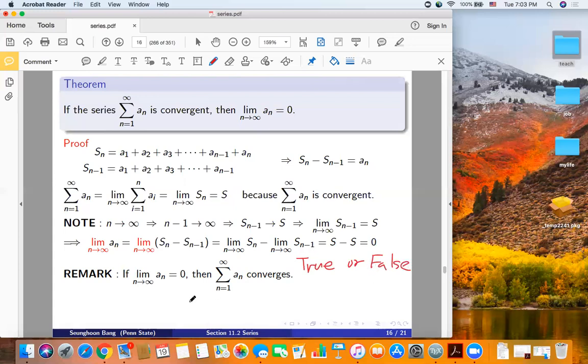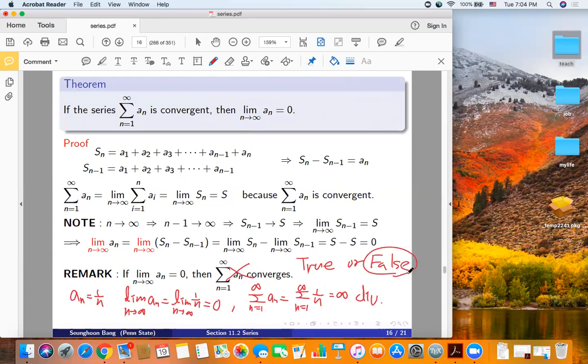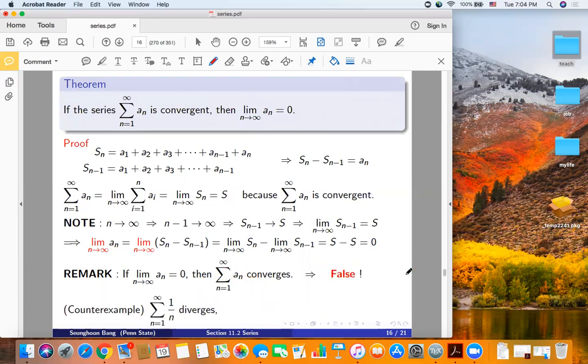Let me see. Remember, we can write an equals 1 over n. The limit of an is the limit of 1 over n, which approaches 0. The summation from n equals 1 to infinity of an is the summation of 1 over n, the harmonic series. Is it convergent or divergent? Remember, we have a result from the previous example. The harmonic series is divergent. So the answer is false. We have a good counterexample, the harmonic series. So only this case is true.